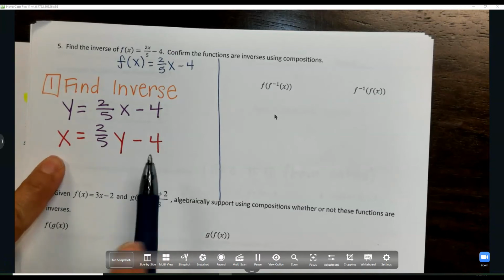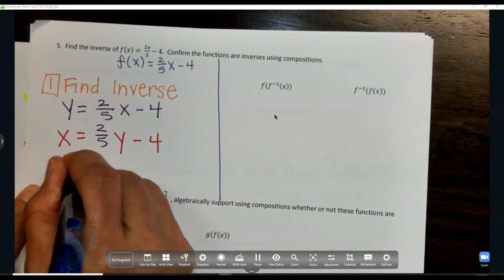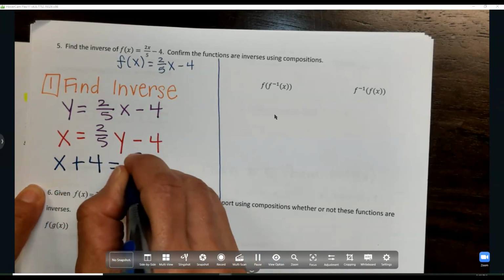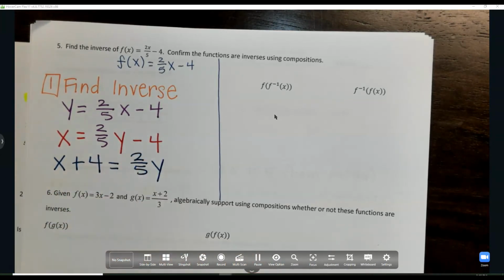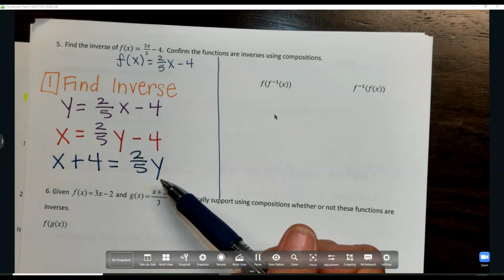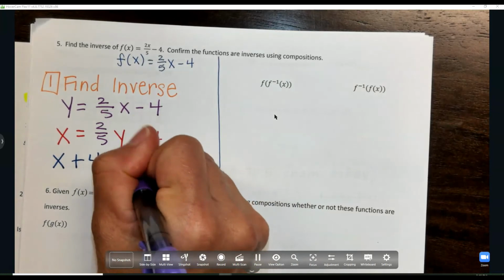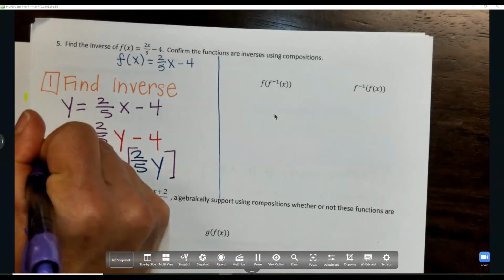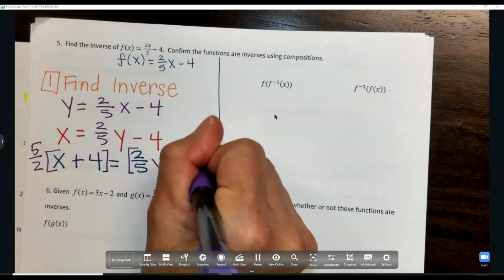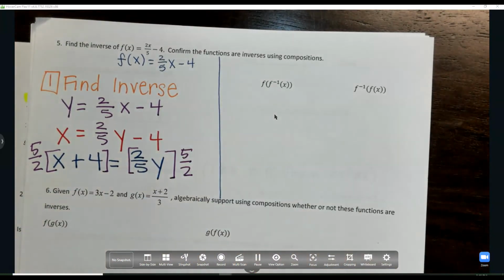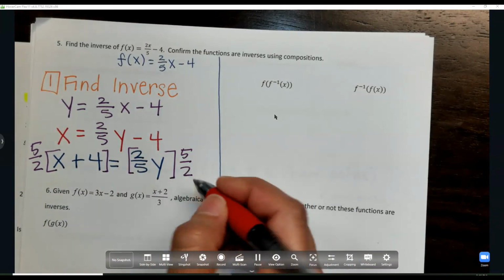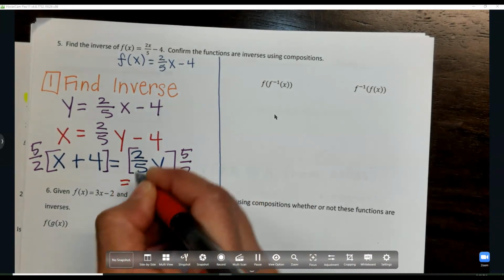When you move the 4 over to the other side, you get x plus 4 because it moved. And then the 2/5 y stays the same. Remember, at the beginning of the class period, I showed you how to multiply by the reciprocal. I wasn't doing that for fun. I knew that you would end up having to do this like 3 or 4 times. So we are going to multiply both sides by the reciprocal of 2/5, which is 5/2. And then you're going to distribute. So this is going to leave just a single y. Those cancel out.